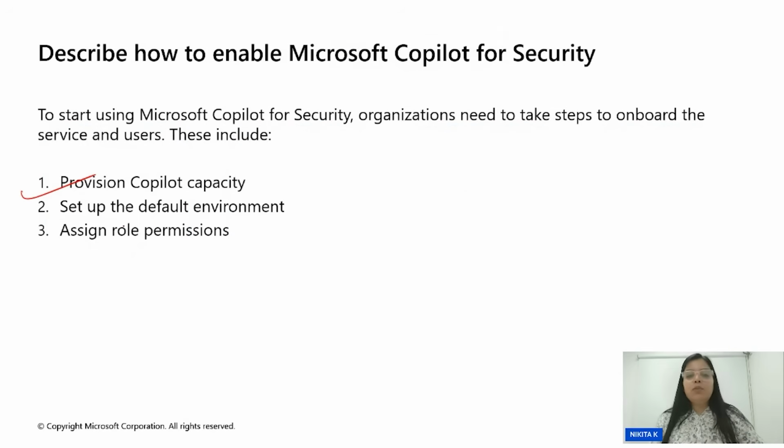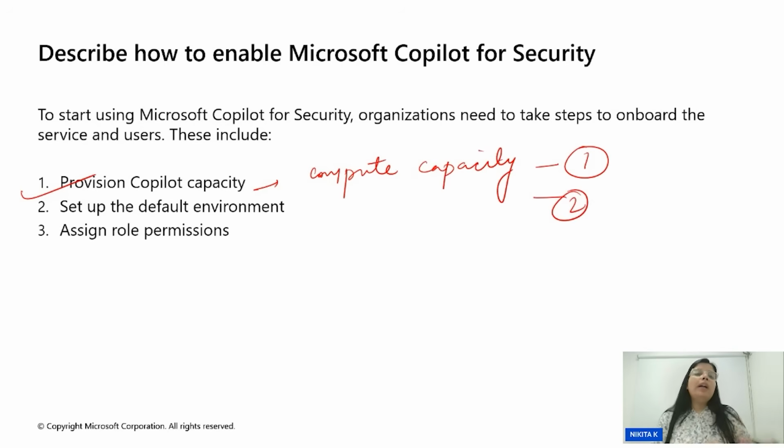Now, second comes provisioning capacity, which will be your compute capacity. I want 1 unit, I want 2 units: how it will process your data, how fast it will process your data. So you need to give the capacity. You need to set it up in your environment. By default, it will not be there. If I have an E5 license, I don't have Security Copilot. I need to have the add-ons for the same.